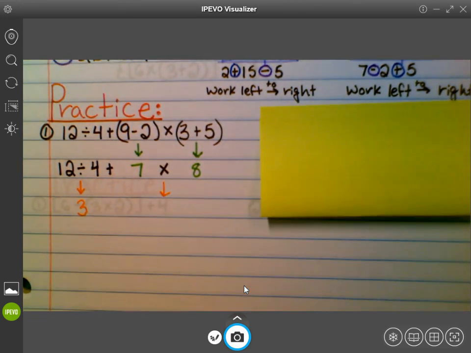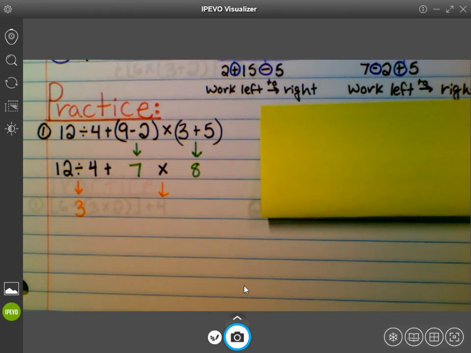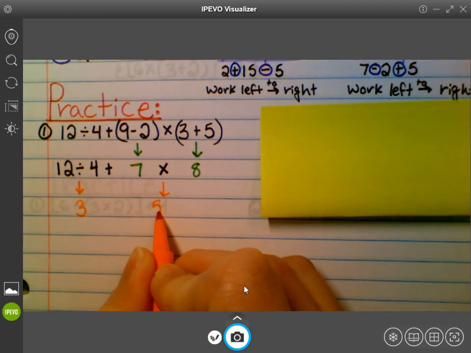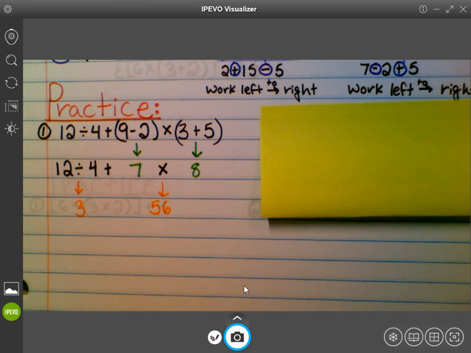What is 7 times 8? Layla? Do we agree with Layla? Yes. 56. So, we solved the division and the multiplication. Now I bring down that plus sign.